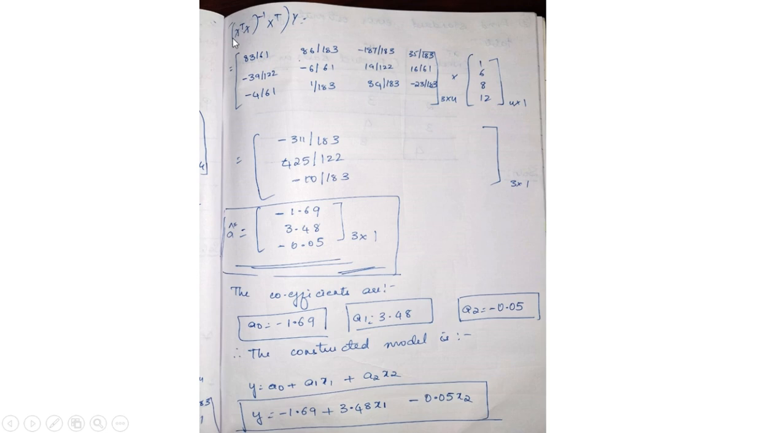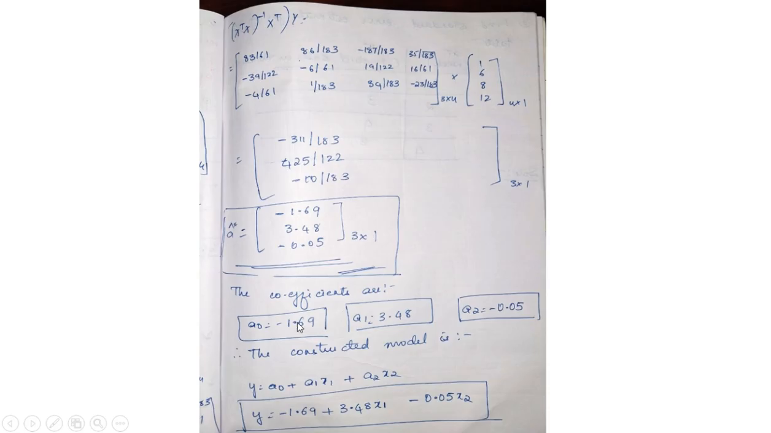Now I have got x transpose x inverse x transpose, and I multiply that with y. This is a 3 cross 4 matrix and this is a 4 cross 1 matrix. Therefore our final answer would be a 3 cross 1 matrix, 3 rows and 1 column, which is nothing but our coefficient matrix. This is a0, this is a1, this is a2. This was in fractions, so I put it in decimals here. So a cap, your coefficient matrix, has a0 as minus 1.69, a1 as 3.48 and a2 as minus 0.05.